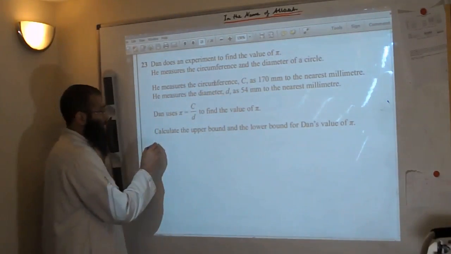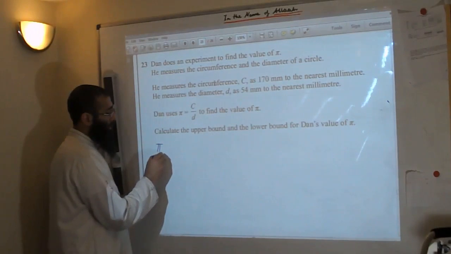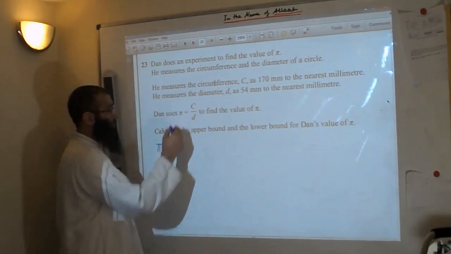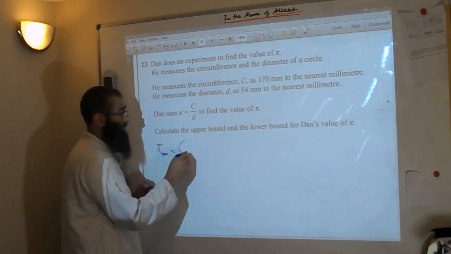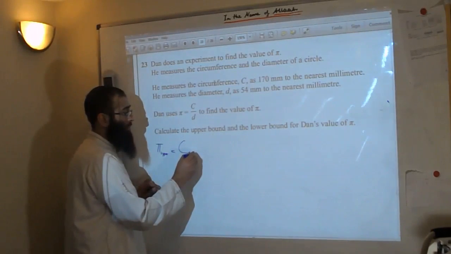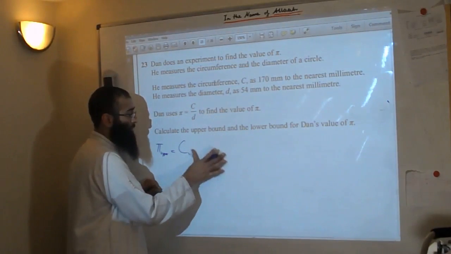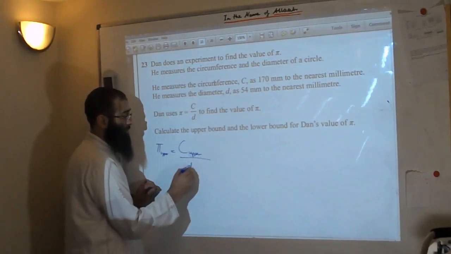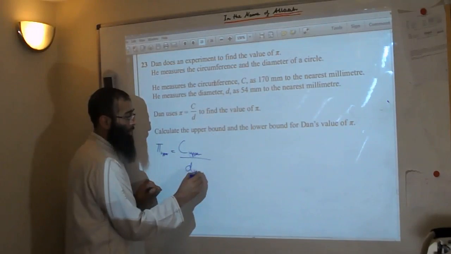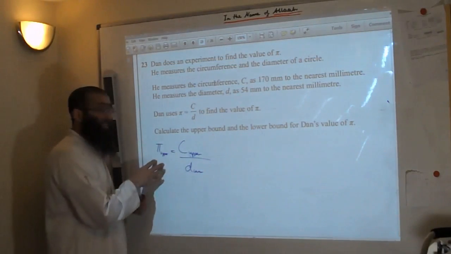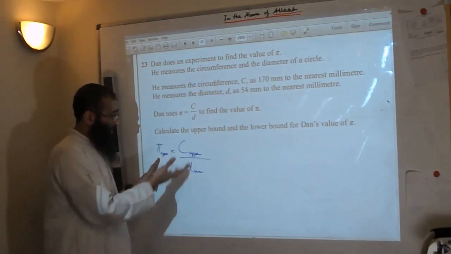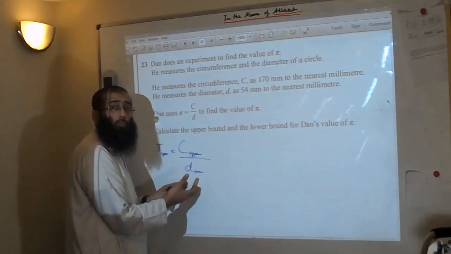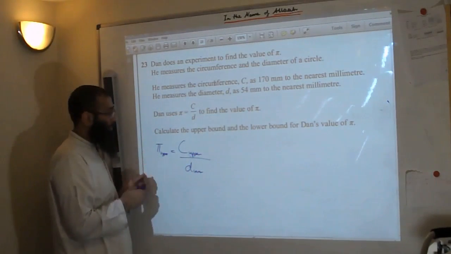Now, so pi and the upper bound. To get the maximum value of pi, we need to make C the upper value, the maximum value. Okay, we'll use upper here as well. And we're going to make sure D is the lower bound value. So the way we think about this, if I want to get a maximum answer in a division question, you make the top number as big as possible, make the bottom number as small as possible, and that will give you the maximum possible answer here.